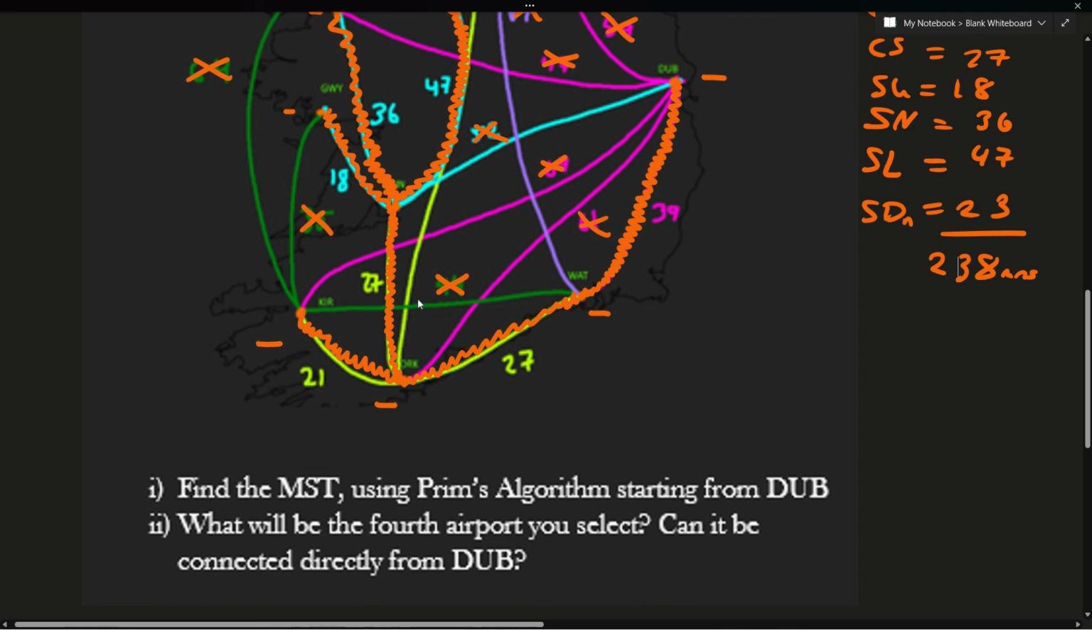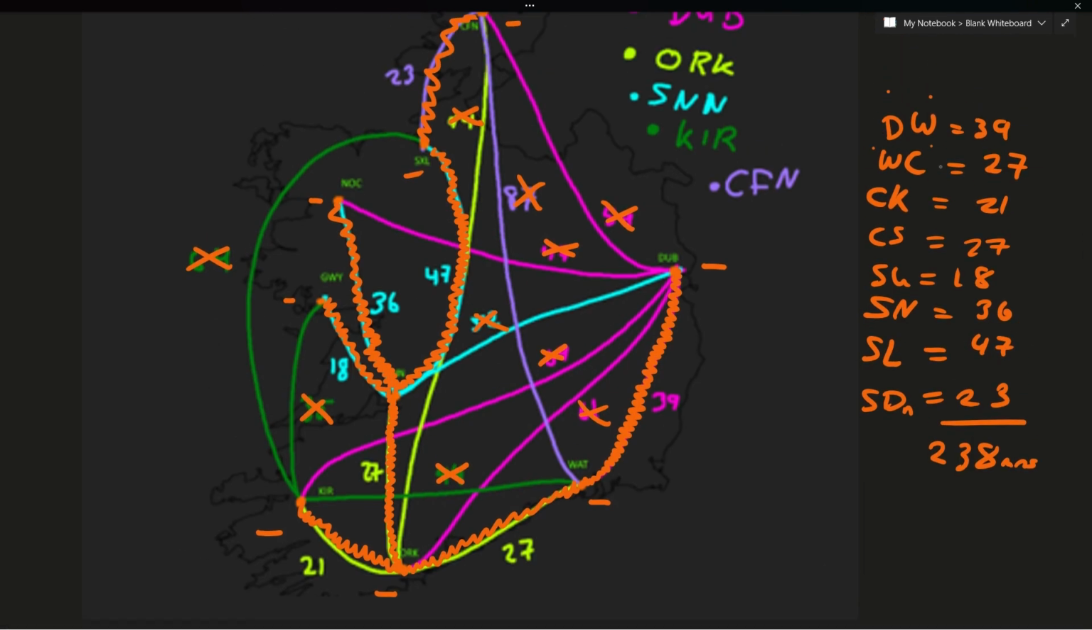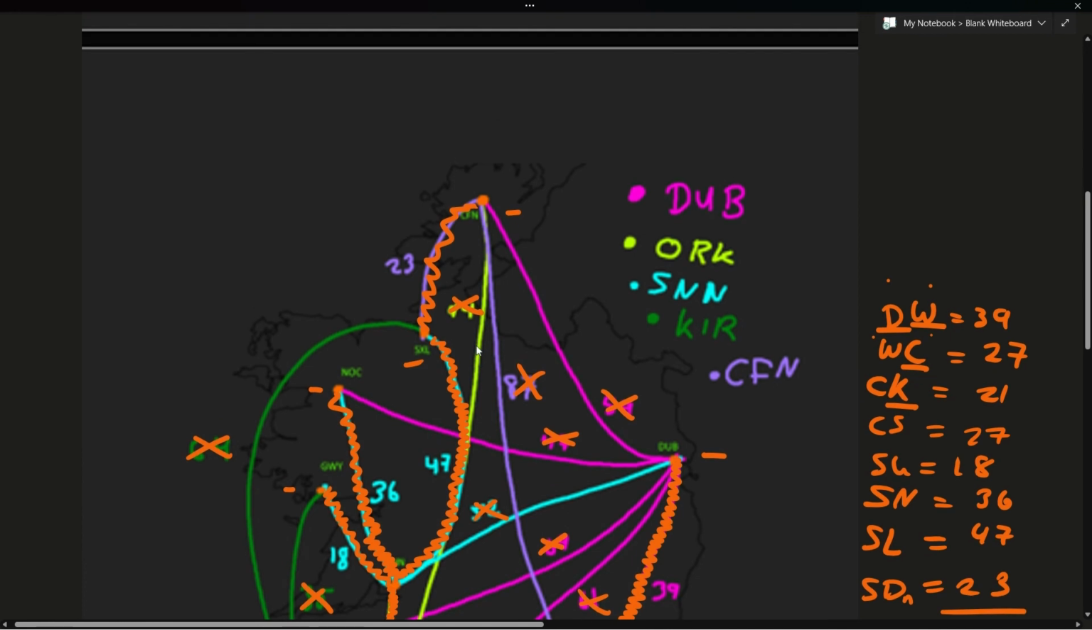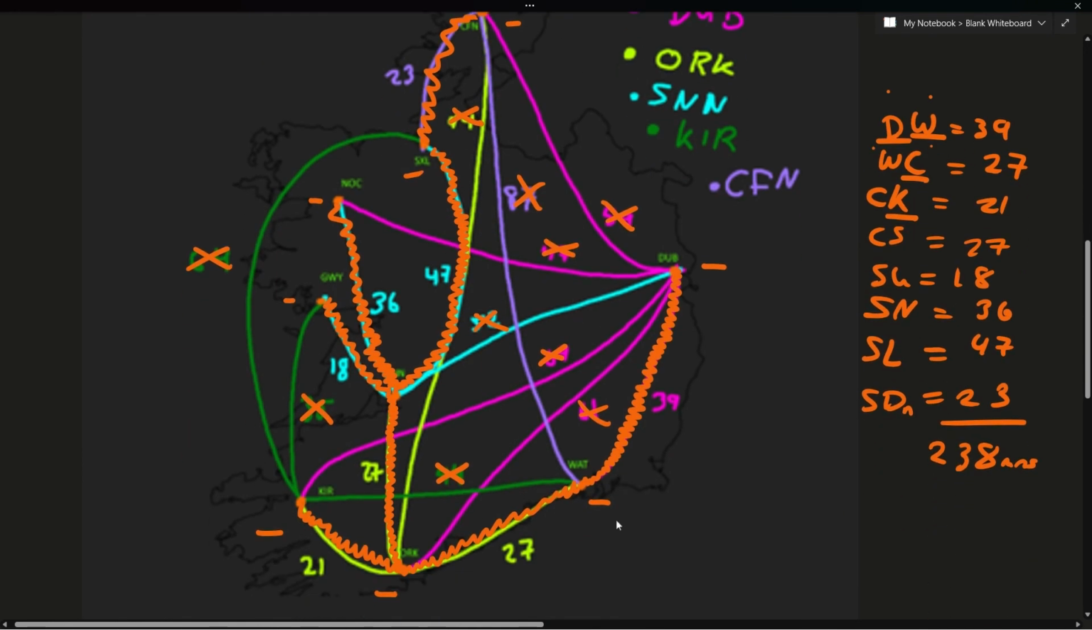What will be the fourth airport you selected? Can it be connected directly from Dublin? Well, the fourth airport, we have Dublin is the first, Waterford's the second, Cork is the third, and Kerry is the fourth. So Kerry is our fourth airport. And yes, it does have a direct connection to Dublin. So that's a sample question done in the topic of networks and graphs.